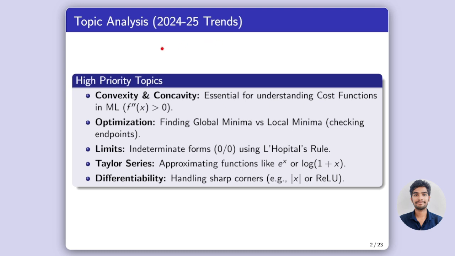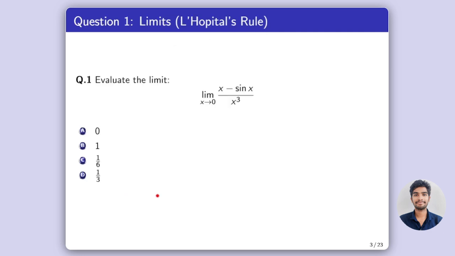Based on the analysis of the topics from 2024 and 25, the graph will be shown like that. These questions are very trending and these are very important topics in priority order: convexity, concavity and optimization, limits to Taylor series, and differentiability. Next, the problem is to evaluate the limit.